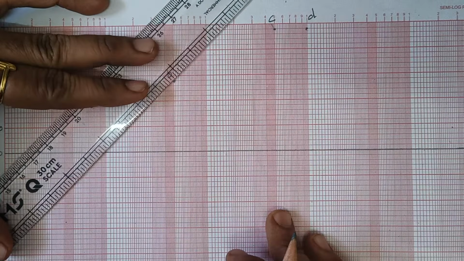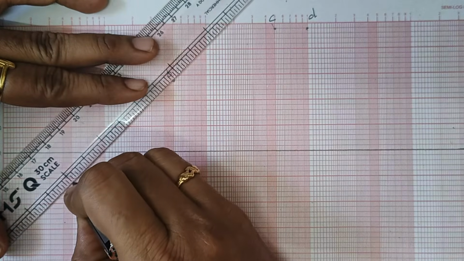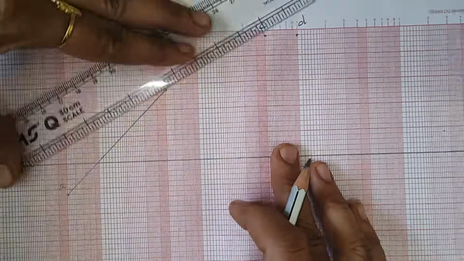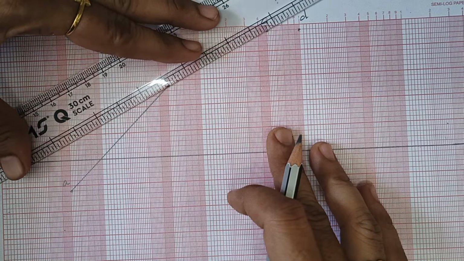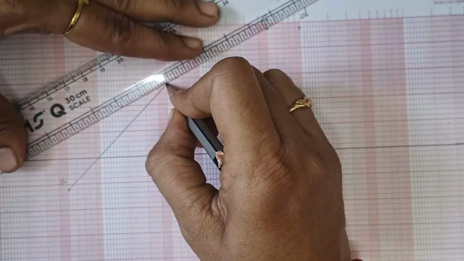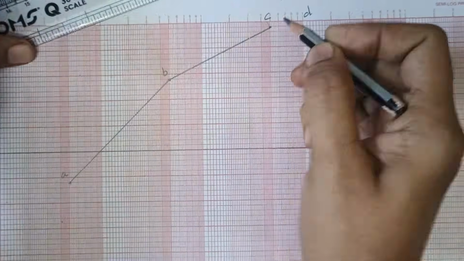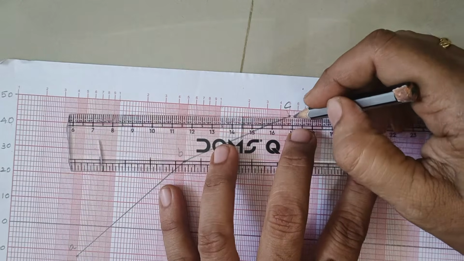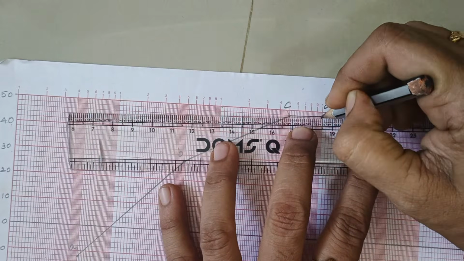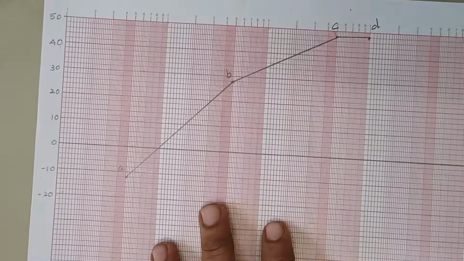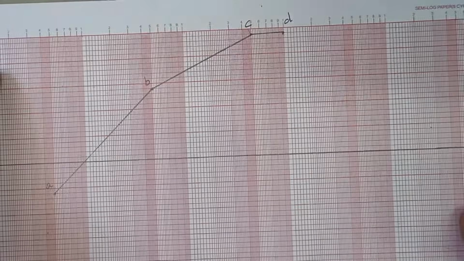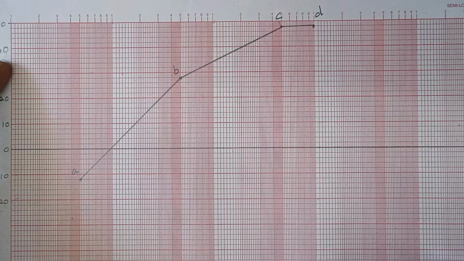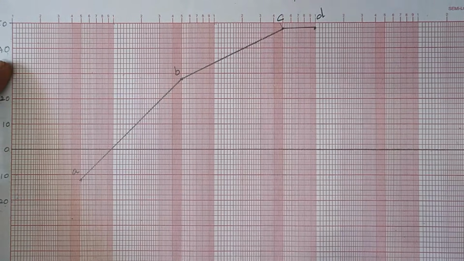So first draw a line between A and B. Then connect your B and C. Then finally you have to join your C and D here, right? So this is the magnitude plot for the given problem. After drawing this plot, you have to mark the slopes respectively.